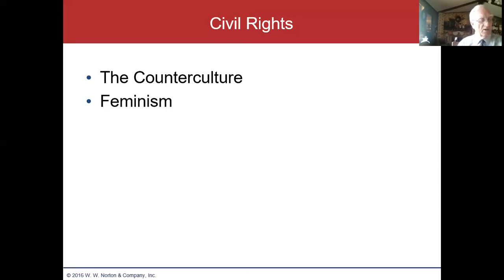basically about not wearing makeup, not fixing their hair, stuff like that. Illegal drugs were a very common part of the counterculture.